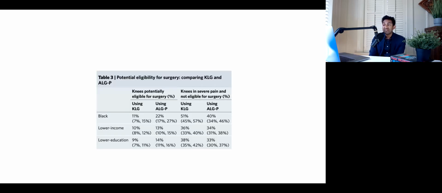So to kind of prove this, they asked which knees would potentially be eligible for surgery using the old scoring system and using the new scoring system. And what they show is that there's going to be an increase in Black patients who are eligible for surgery, lower income patients and lower education patients. So this is quite provocative.